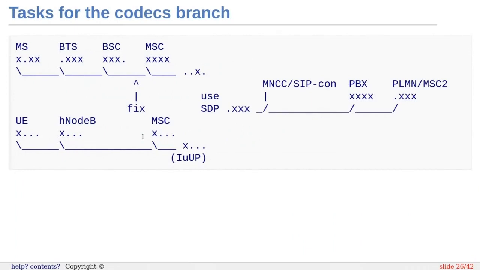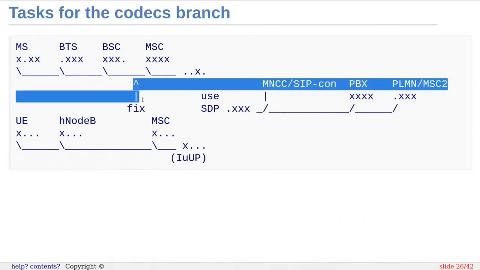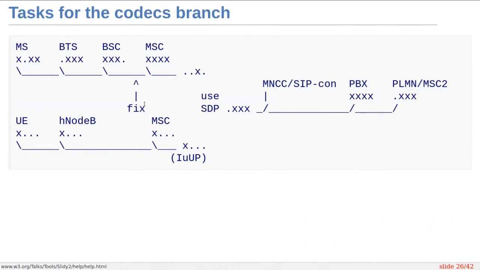We have these 3 types of codecs, the 2G and the 3G on the left, and the SIP one on the right. And we want to use SDP to communicate codecs between those, and also we want to fix the use of the call control. And so it shouldn't be too hard, right?